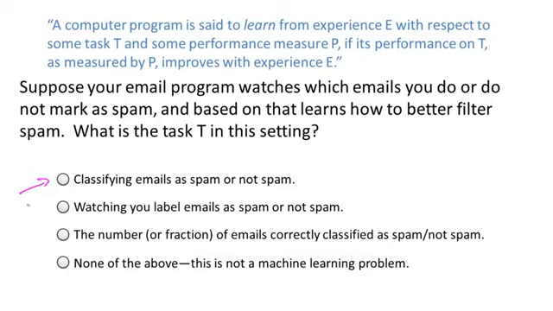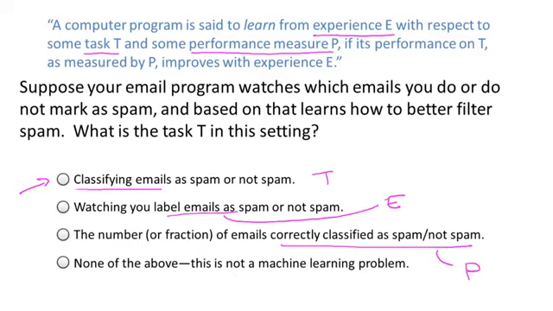So hopefully you got that this is the right answer. Classifying emails is a task T. In fact, this definition defines a task T, a performance measure P, and this experience E. Watching you label emails as spam or not spam would be the experience E. And the fraction of emails correctly classified might be our performance measure P. And so our system's performance on the task T, as measured by the performance measure P, will improve after the experience E.